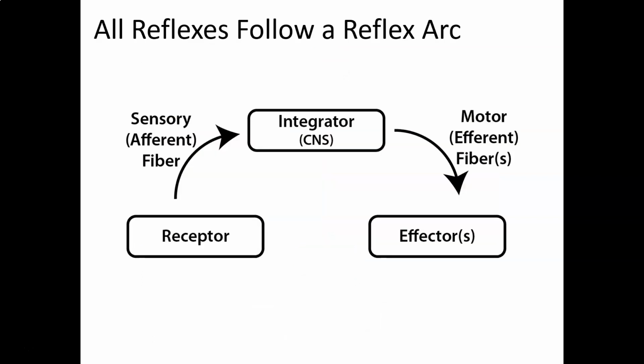Just as a reminder, all reflexes follow a reflex arc. We have a receptor, we have a sensory afferent fiber, right? There's the integrator, there's the motor or efferent fiber, and there's the effector. So the reflex arc has 5 components: 1 receptor, 2 afferent, 3 integrator, which is usually the CNS, 4 the efferent, and number 5 the effector.